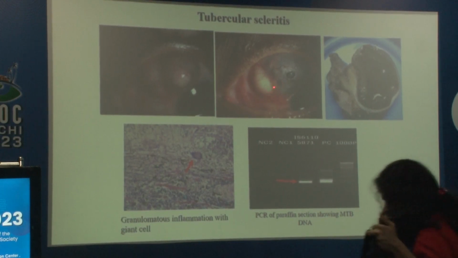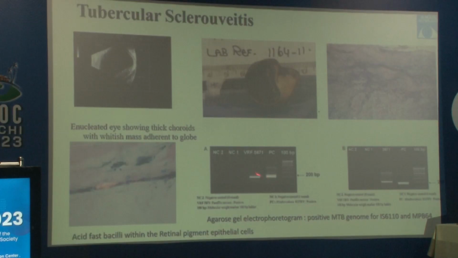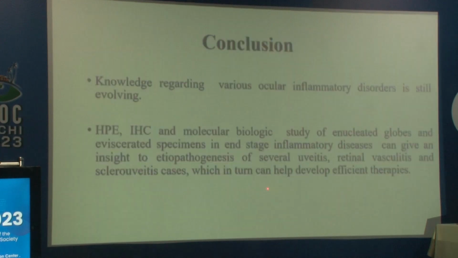When he came back, there was a perforation, and the painful blind eye was removed. This showed granulomatous inflammation. I was surprised by the giant cell formation, and PCR showed Mycobacterium tuberculosis DNA. And this is a case of tubercular sclerouveitis, which was thought to be a tumor, but there is no tumor. There is granulomatous inflammation, RPE cells, and acid-fast bacilli are seen, and PCR is positive for Mycobacterium tuberculosis DNA.